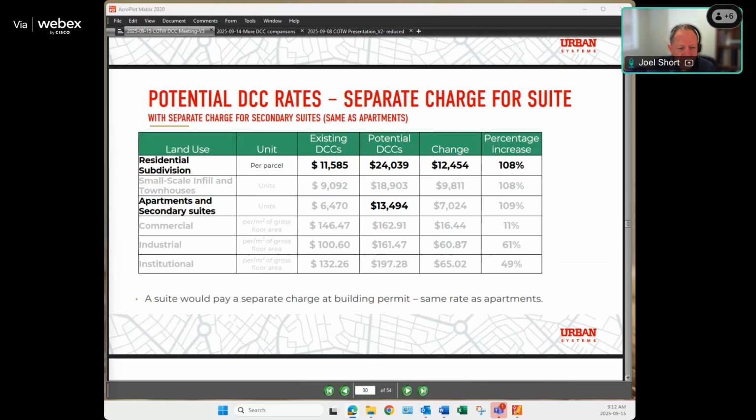Do you want me to tackle that one? Yeah, is it legal to target areas for increased DCCs?